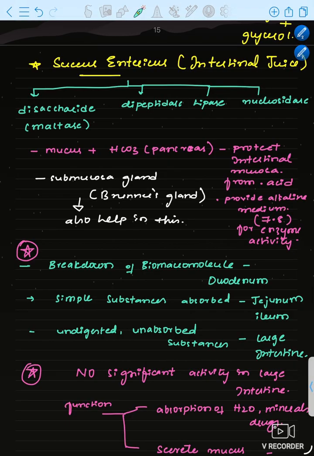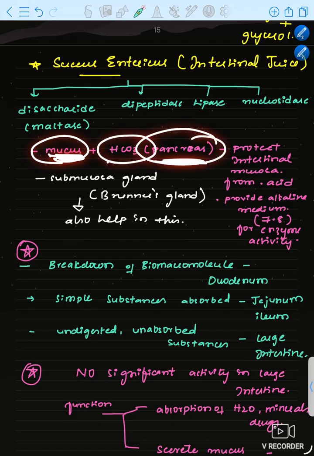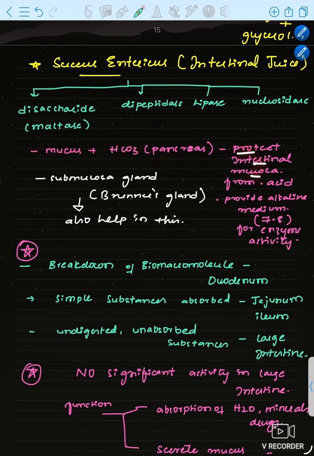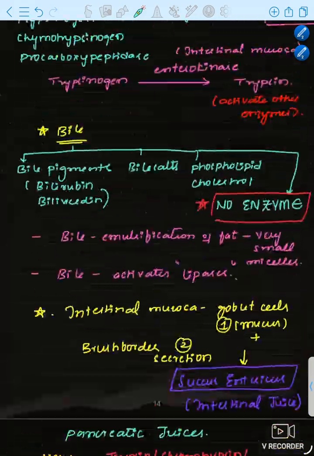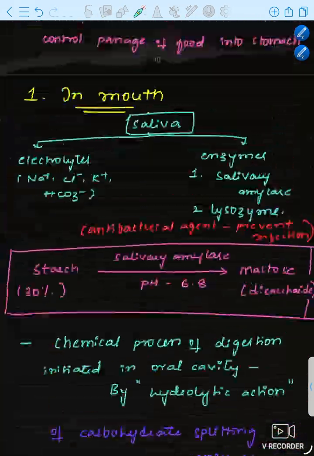Okay, so here also in the small intestine, as usual, like in the gastric gland, mucus and bicarbonate ions are present. From the pancreas bicarbonate and mucus will come, that protect the intestinal mucosa from acid. Okay, I told you here only, I told you where it is.